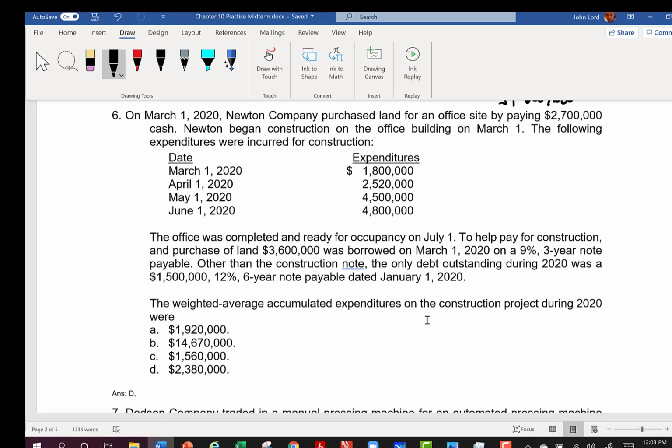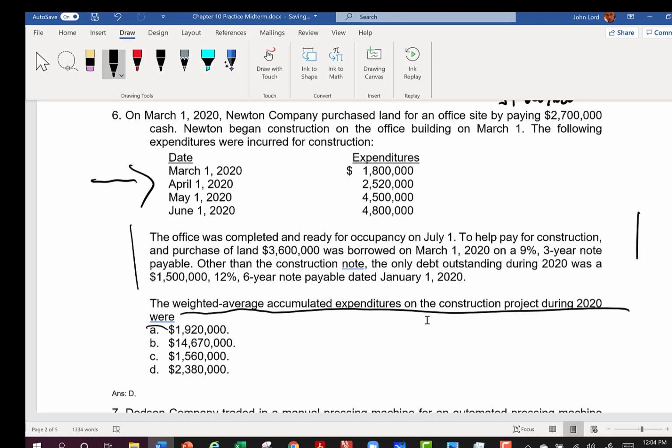The reason I was getting confused is I kind of had peeked at what the question wanted, and the question wanted the weighted average of accumulated expenditures. And so I was trying to figure out, well, why are they giving me all this? This is a distractor that is not necessary to be able to answer this question, okay?